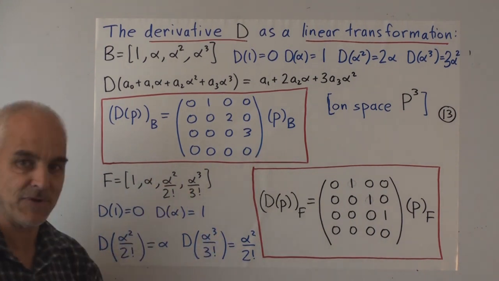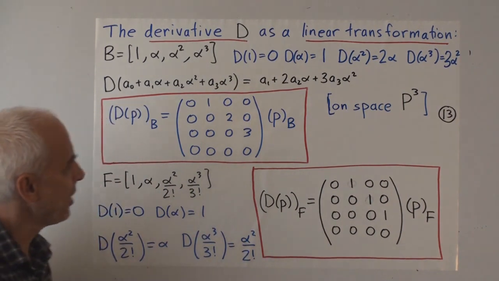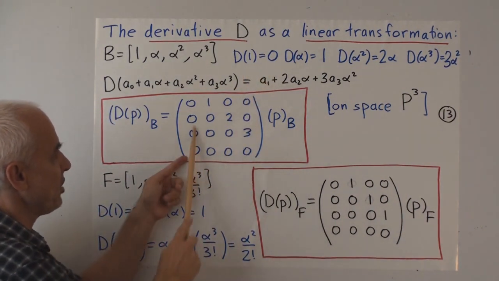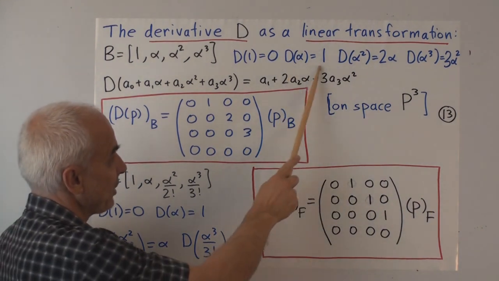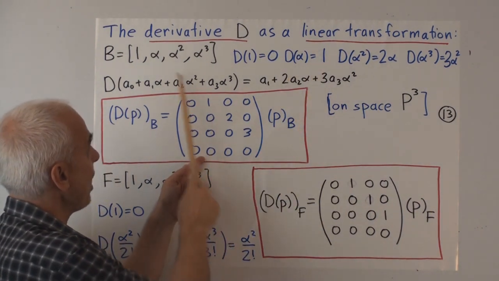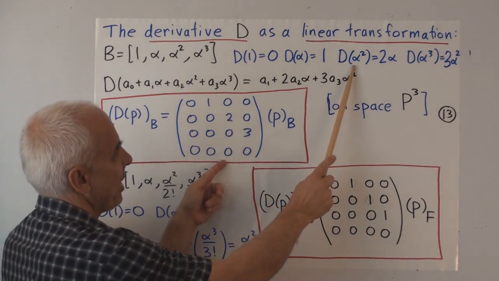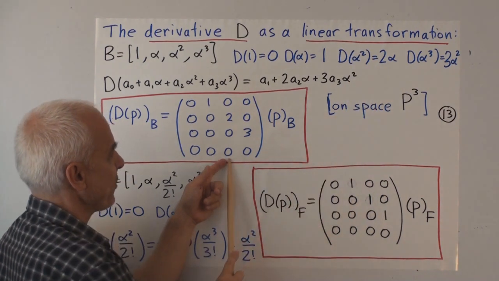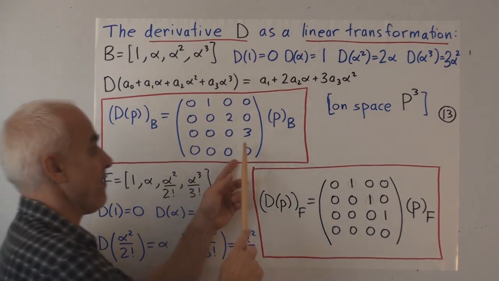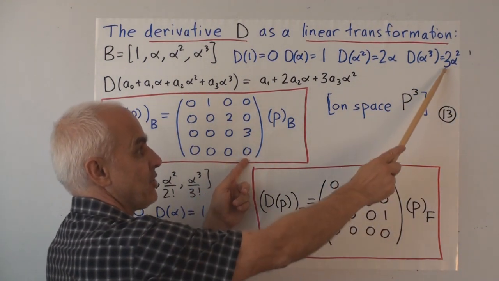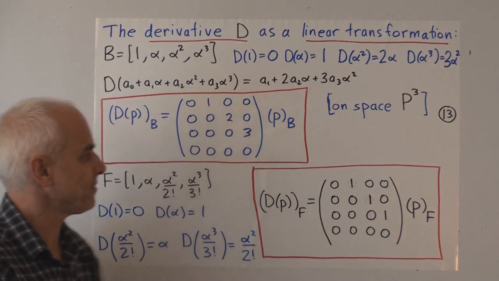Another way of obtaining this matrix is to think in terms of what happens to the four basis vectors. The first basis vector, its image is represented by this column, which is 0. The second basis vector gets sent to 1, which is 1 times the first basis element. The third basis vector, alpha squared, gets sent to 2 alpha, which is 2 times the second basis vector. And the fourth basis vector, alpha cubed, gets sent to 3 alpha squared, 3 times the third basis vector.